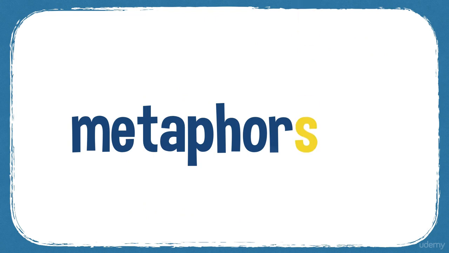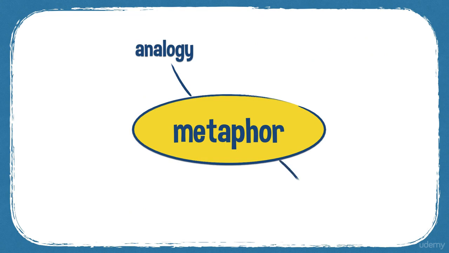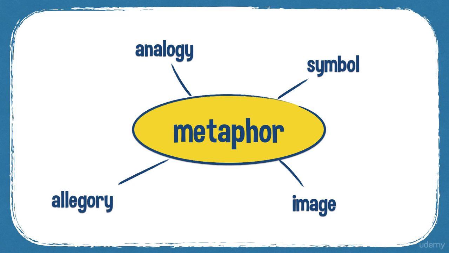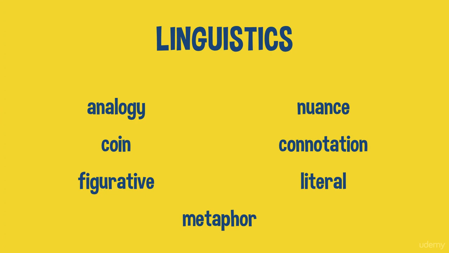So a metaphor, it's a noun, so you can have metaphors, and an adjective, metaphorical. Some synonyms: analogy, image, symbol, allegory. And so there are your seven words for linguistics: analogy, nuance, coin, connotation, figurative, literal, and metaphor.